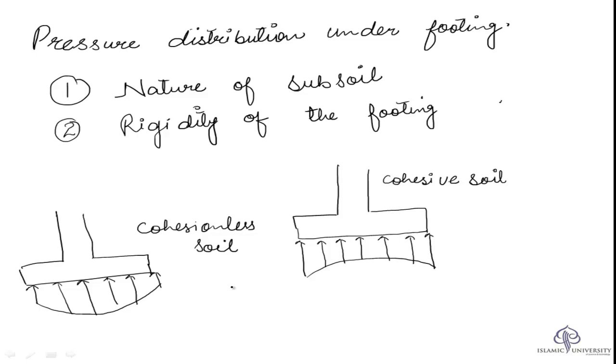However, to simplify the analysis, the pressure distribution beneath a footing is assumed to be linear. The influence of this non-linearity on the magnitude of bending moment and shear force in RCC footings is relatively small. Hence, linear pressure distribution is considered to be acceptable.